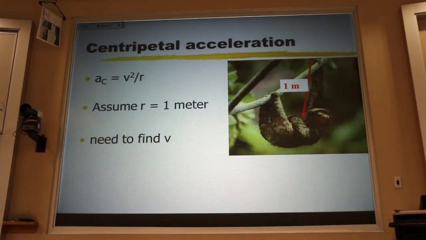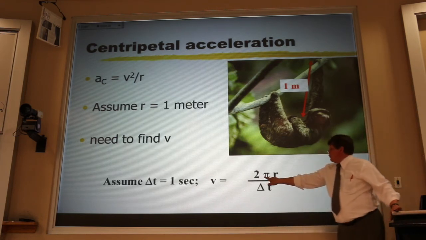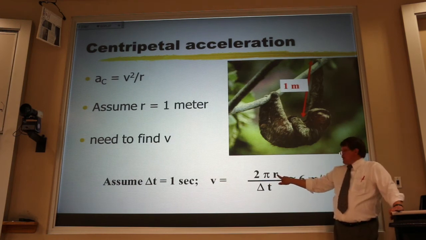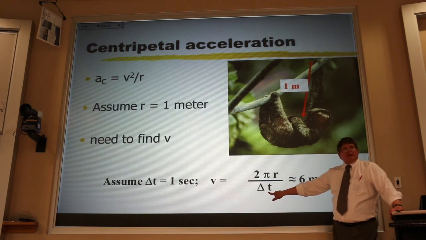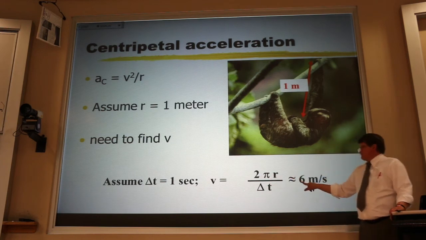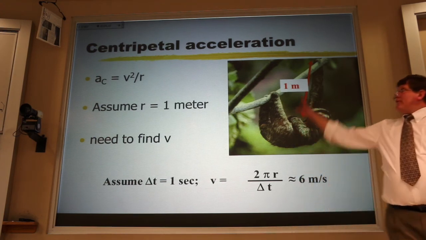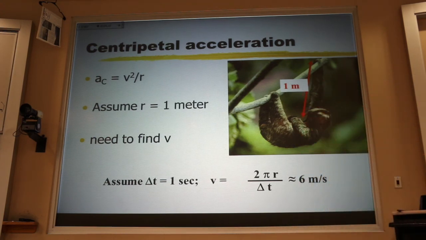Well, I already accidentally showed you the answer, so let's put it back up there. It goes around the circle, 2 pi r, where r is 1, in a time of 1 second. So if r is 1 and time is 1, that means the velocity is 2 pi, or 6.28, about 6 meters per second. Now if I put that into the formula up there with the radius being 1, I get 36 meters per second squared.